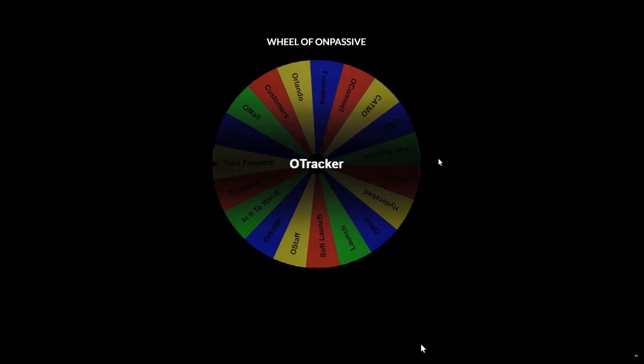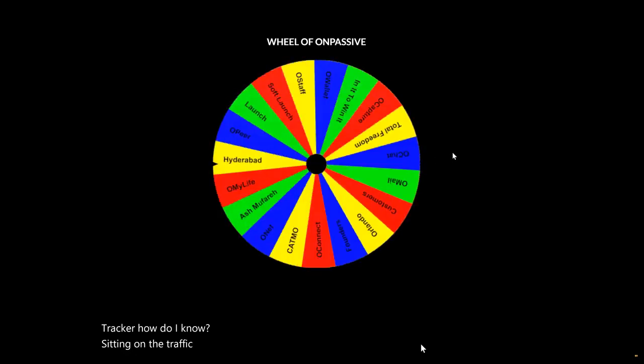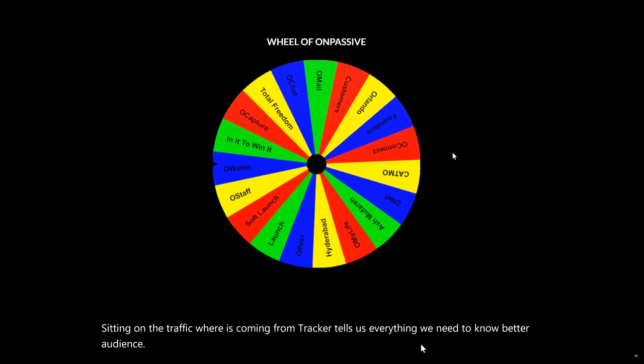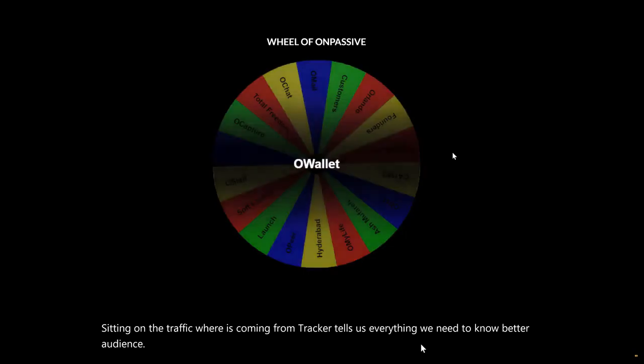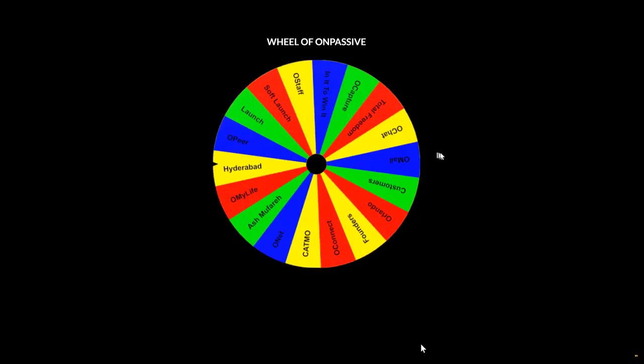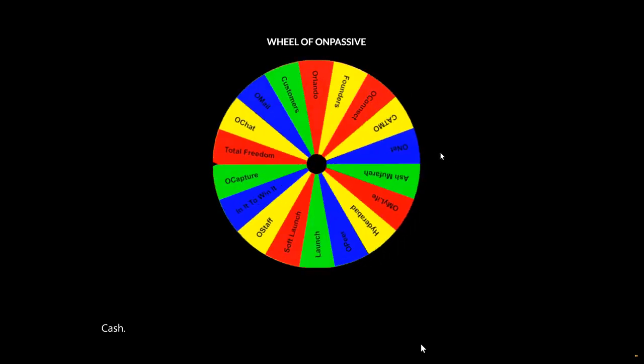So here we are at OTracker. OTracker gives us an idea of what the traffic is, where we're going, and where we're going to send it. Next on the Wheel of Fortune is a wallet. We really like our wallet because that's where our money gets put. That's where we take our earnings and we can take them digitally as cash, and we can send them out in many, many ways to pay our bills.